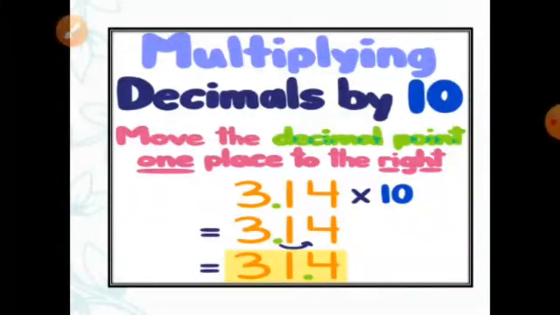Like we have an example, 3.14 times 10. See, where is the location of the decimal point? In between 3 and 1. So according to the rule, we have to move the decimal point one place to the right. So that means the decimal point will move after 1. As you can see with the arrow, it becomes 31.4.